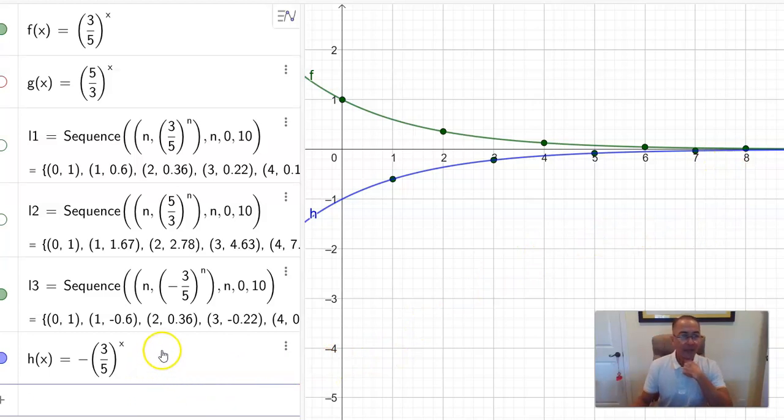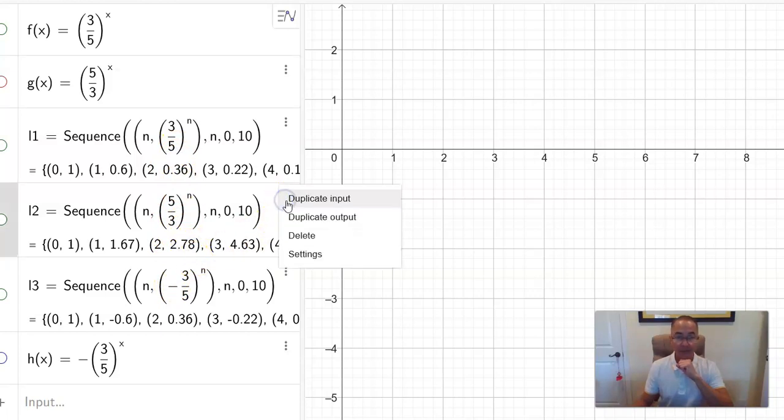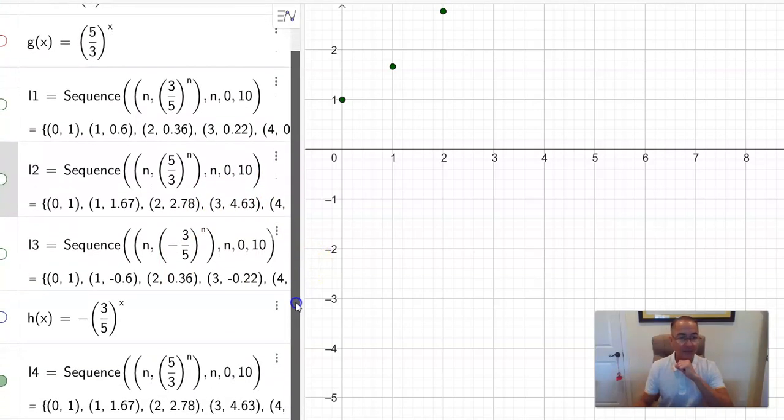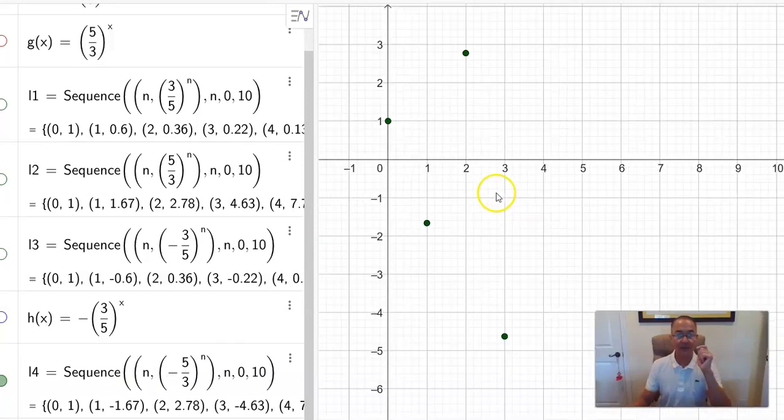Awesome. So now, what's our last example for this? Let's hide these. We're going to go back to 5/3 to the n. It was perfectly fine for us to put negative 3/5 instead of positive 3/5 as the terms of our sequence, so there is nothing wrong with making 5/3 negative 5/3. So I'm going to put a minus 5/3, and check it out.